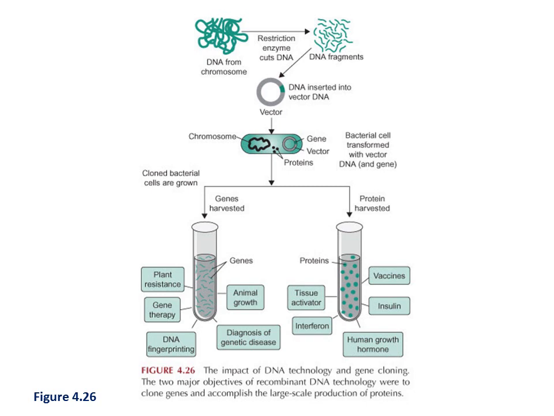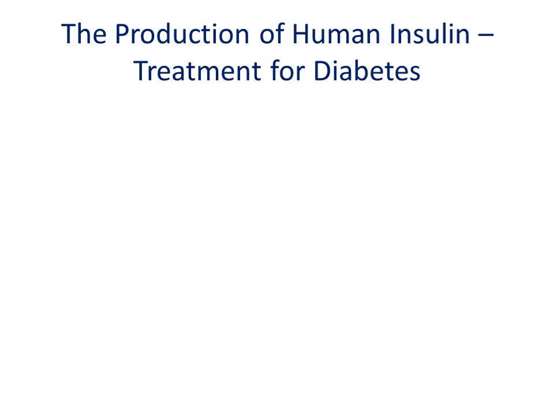And these are used for a vast array of assays and methods. Things such as in forensics, we use it for DNA fingerprinting, gene therapy. We also use the protein for things such as producing vaccines, things like human insulin as well as human growth hormone. So I want to highlight briefly how the production of human insulin involves recombinant DNA technology.